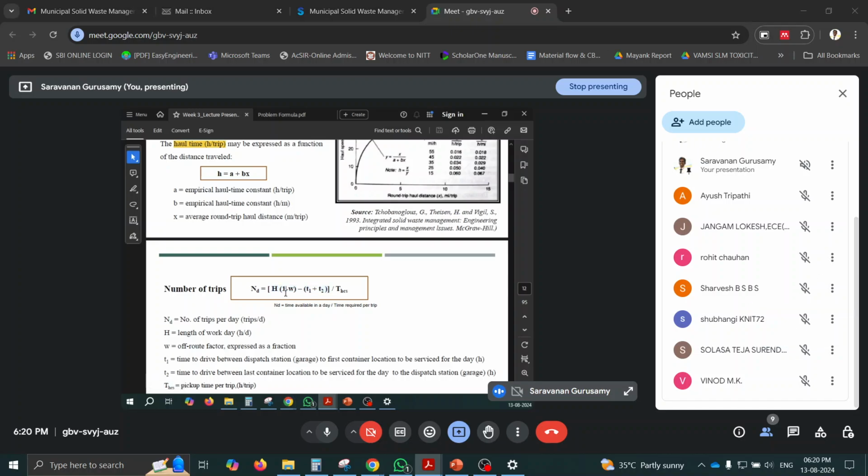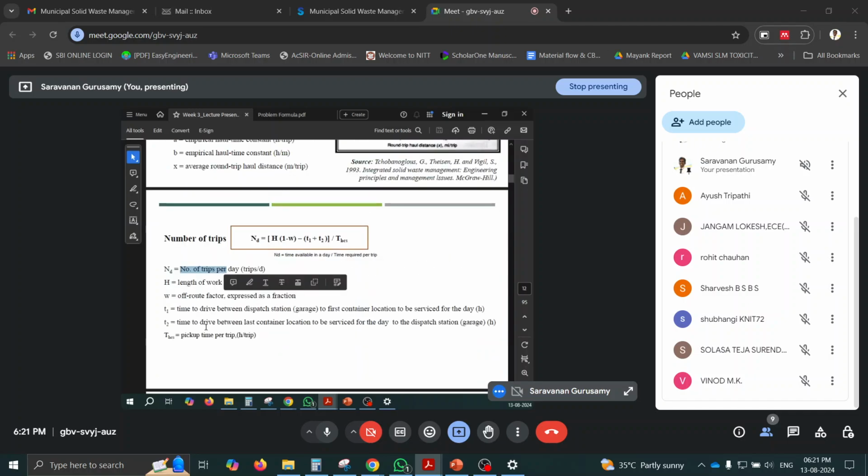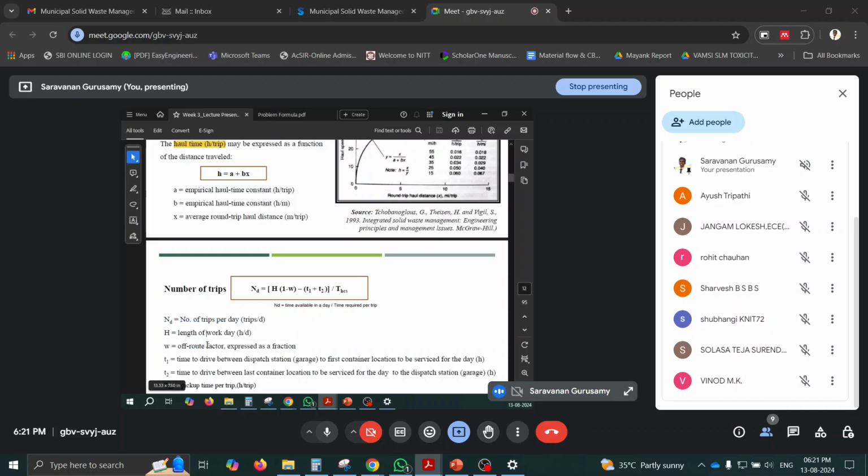So we have 8 hours in a day, out of which 15% was neglected, and then we have to neglect the time taken to reach the first location, and the time taken from the last location to the garage also we have to neglect, and then the remaining available time divided by time taken for one trip, that is P plus H plus S, that will be the total time for one trip. Then we will get number of trips in a day. So that is the number of trips or number of containers collected in the Hall container system. So that is the whole analysis behind this. Okay, I hope you understand how to find number of trips or number of containers we can collect in Hall container system based on this analysis.